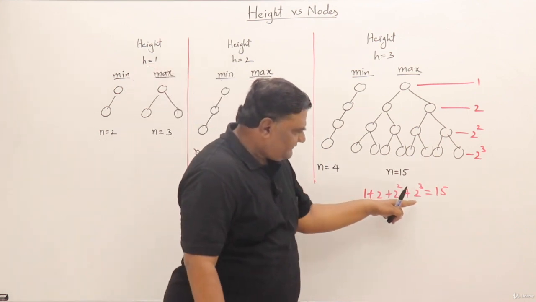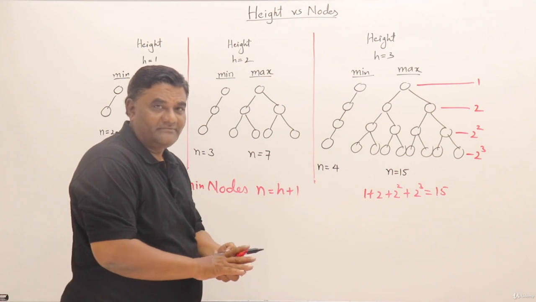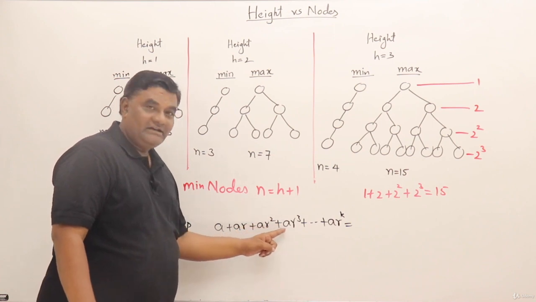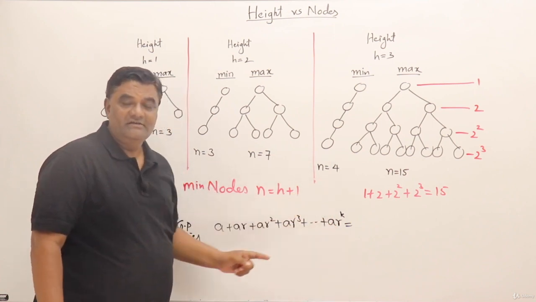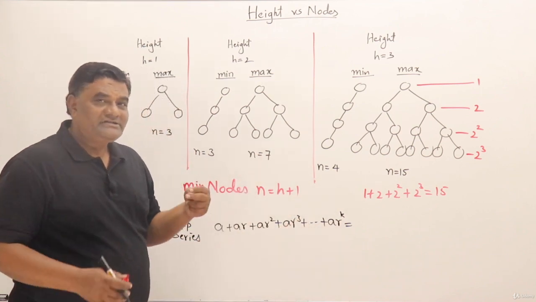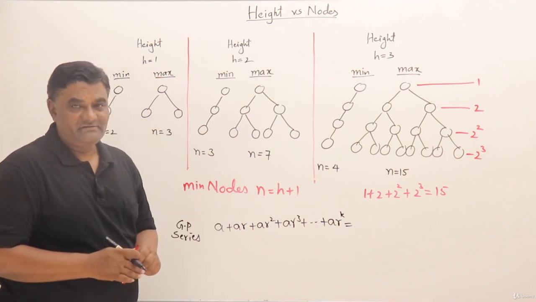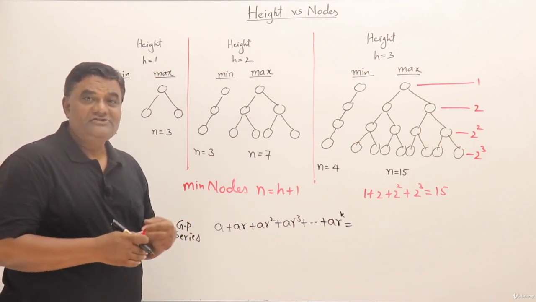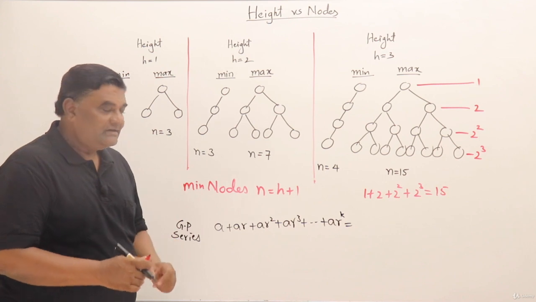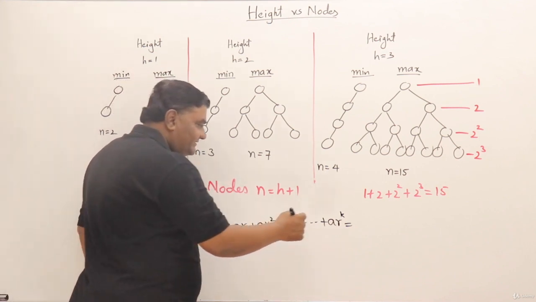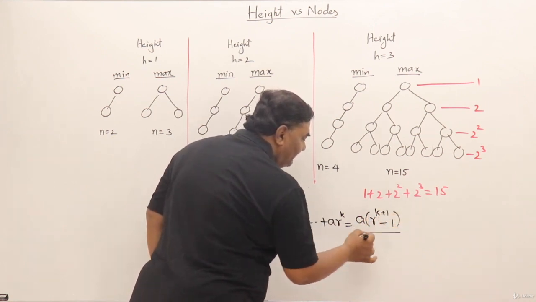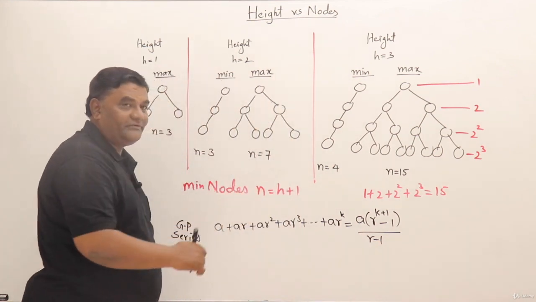So is there any formula for this one? Let me show you the formula. See, this is GP series, a, ar, ar square, ar cube, so on to ar power k. So this is GP series and all the terms of GP series are added. So sum of the terms of GP series, that is geometric progression. So there is a known formula for this one. This is a times r to the power of k plus 1 minus 1 by r minus 1. This is a known formula.